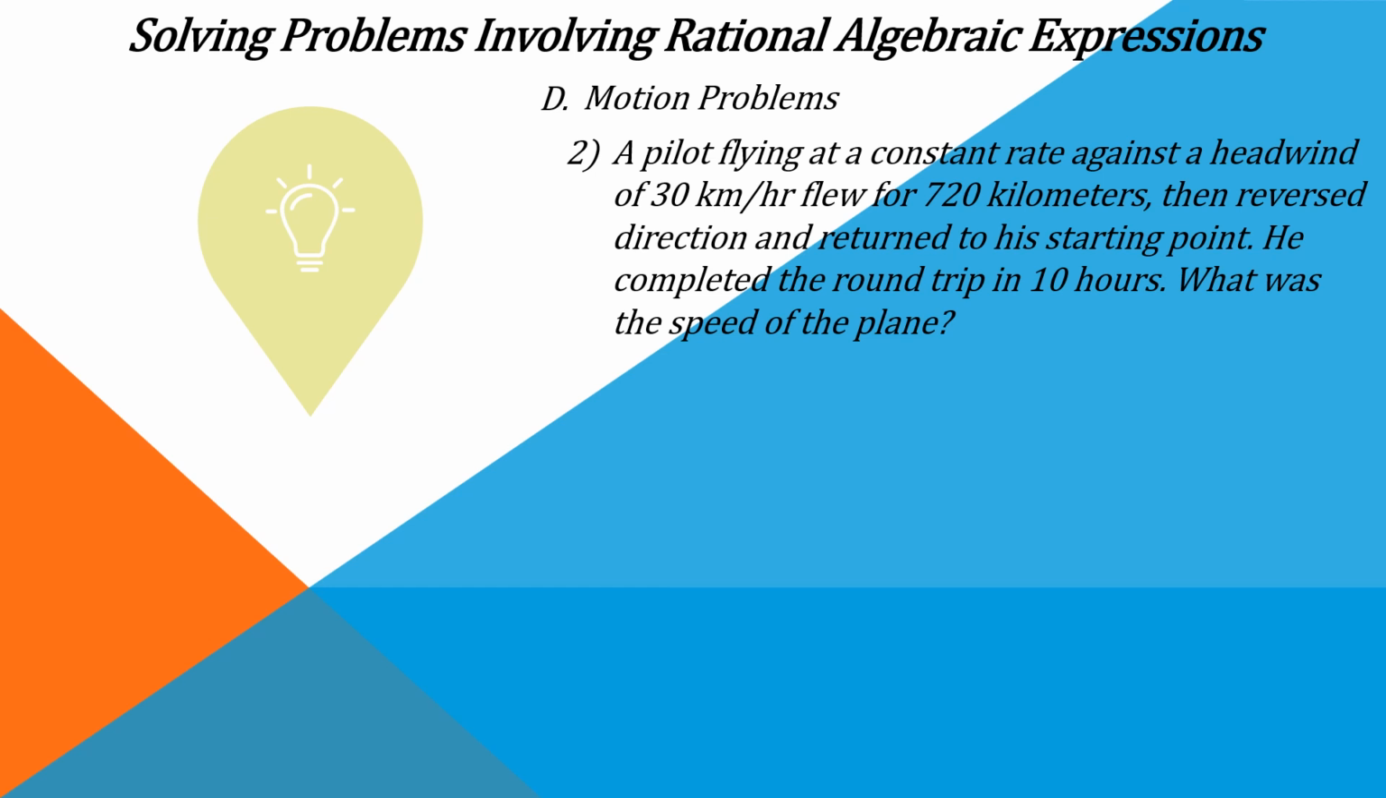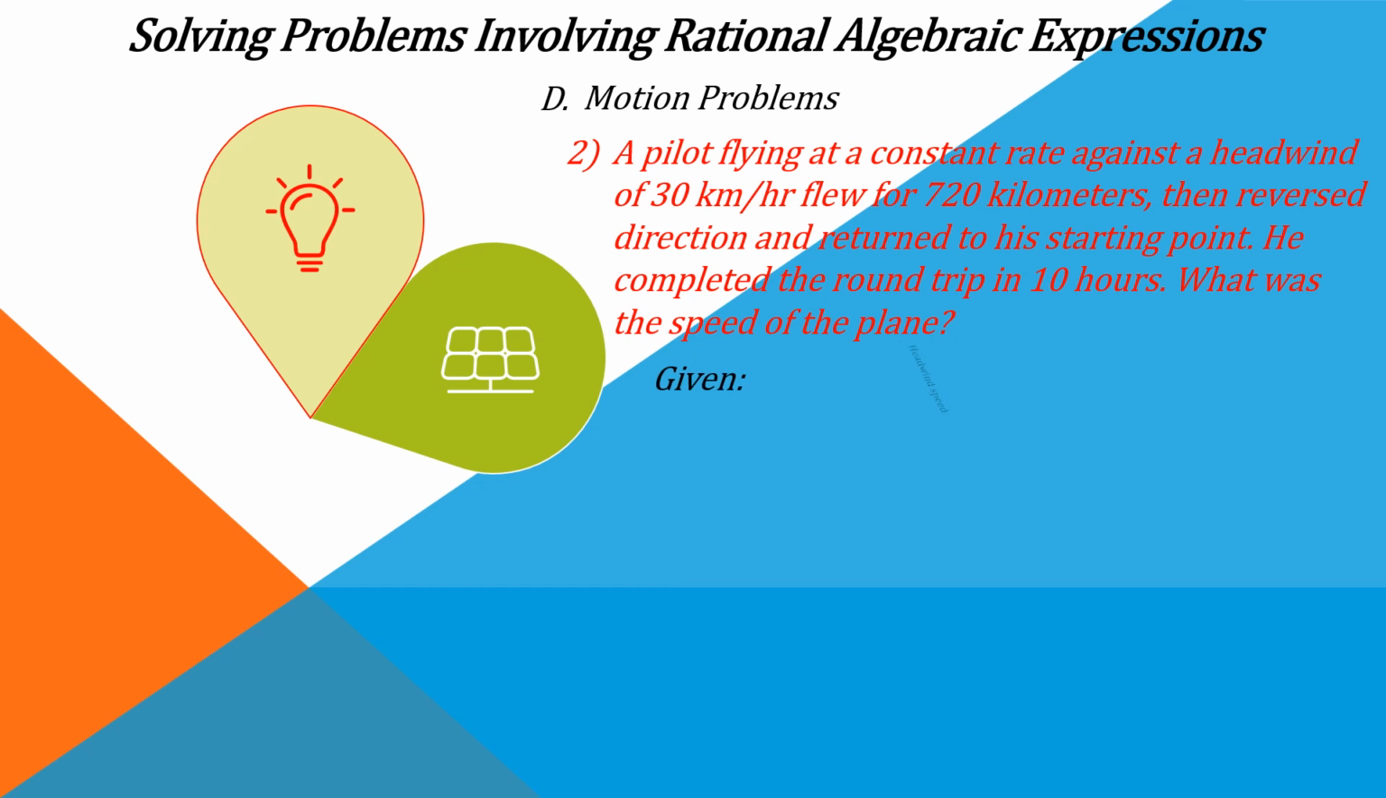Now, in this example, a pilot is flying at a constant rate against a headwind, and the speed of the headwind is 30 km per hour. He completed 720 kilometers. Then he reversed direction and returned to his starting point. Therefore, he flew for 720 kilometers against the headwind and flew again for 720 kilometers along the headwind. Now, he completed the round trip in 10 hours. What was the speed of the plane?